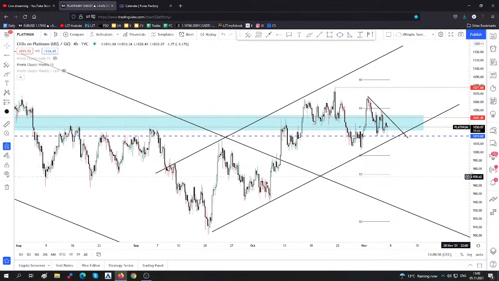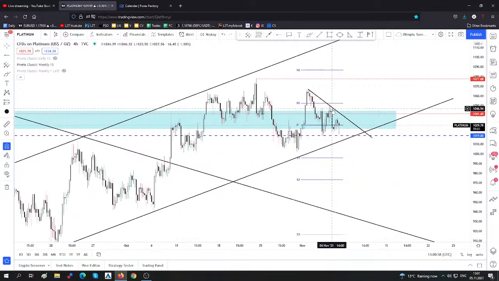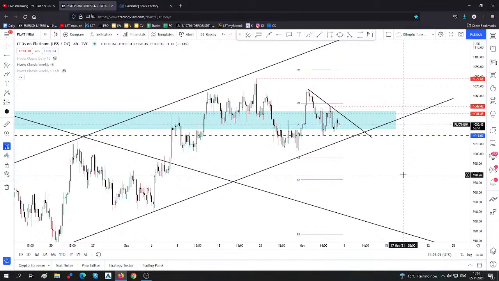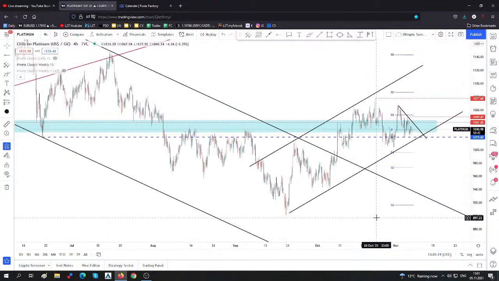But I told you that taking out this immediate downtrend line resistance, and making a new higher high to close and stabilize above 1049.42 could signal potential growth here. So this is my opinion here in Platinum.